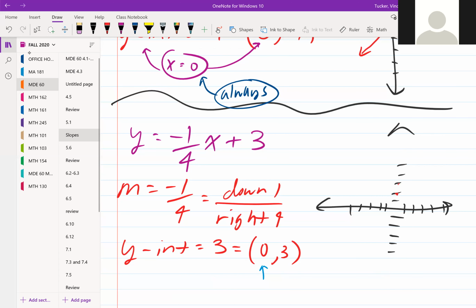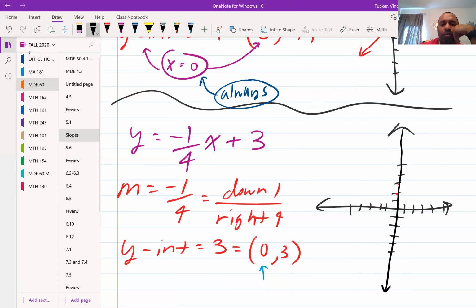Wait, for graphing the down 1, right 4, wouldn't you go down and then to the right 4? How come that point is on the top? What do you mean? When you graph it, you start from the middle, right? And then you go down 1 and to the right. Oh, are we doing the y-intercept first? Yes, got to graph the y-intercept first. Right. Like she mentioned, we're going to graph the y-intercept first.